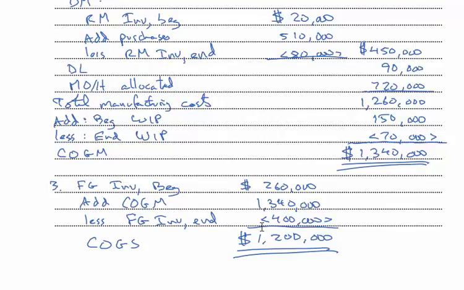Number 4, Job 215 was started and completed during the year. What price would have been charged to the customer if the job required 8,500 in direct materials, 2,700 in direct labor, and the company priced its jobs at 25% above the cost to manufacture? Okay.